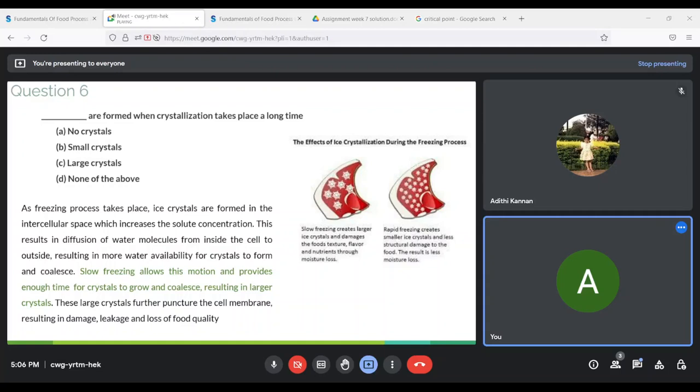So when you thaw food products that were subjected to slow freezing, you will have a loss in food texture and nutrients, and you will have a very dripping kind of food product.